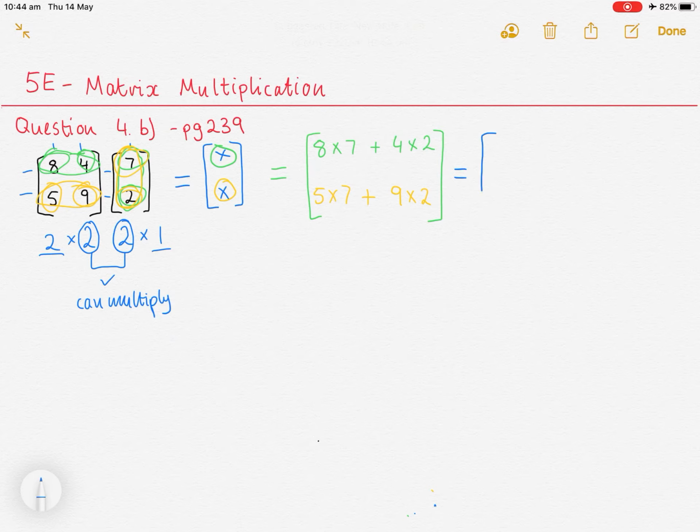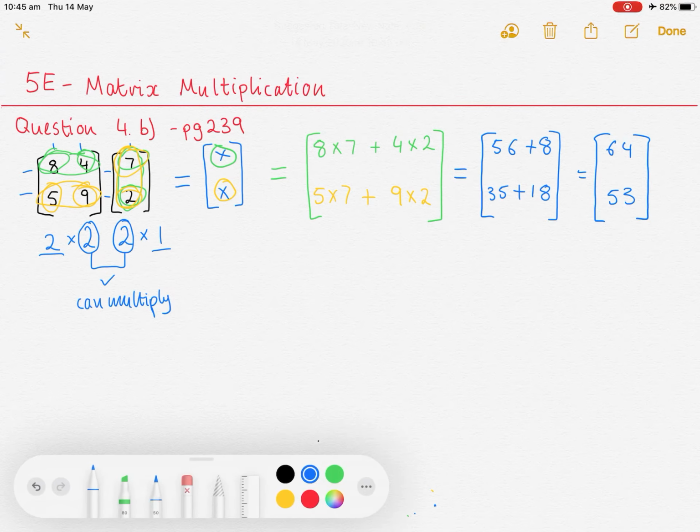So we've got 8 times 7 is 56, plus 4 times 2 is 8, and 5 times 7 is 35, plus 9 times 2 is 18. Okay, just do those basic additions. We'll get 64 and 53. Okay, and that's your answer. So, I guess the hardest part is knowing which parts to multiply together.